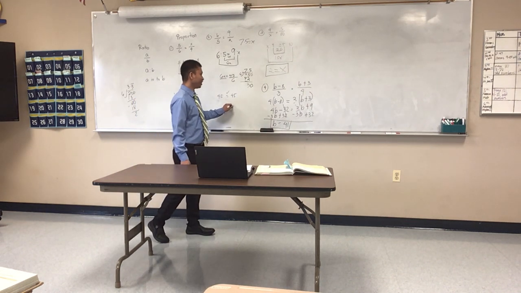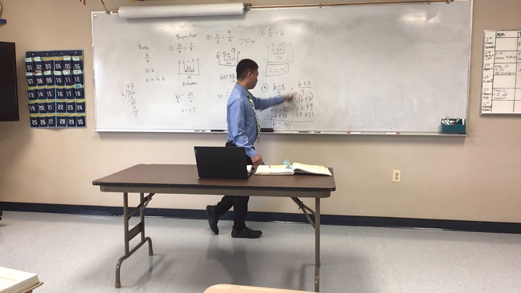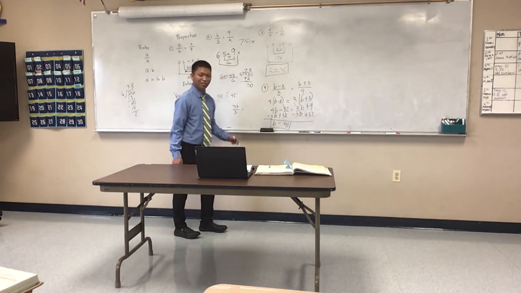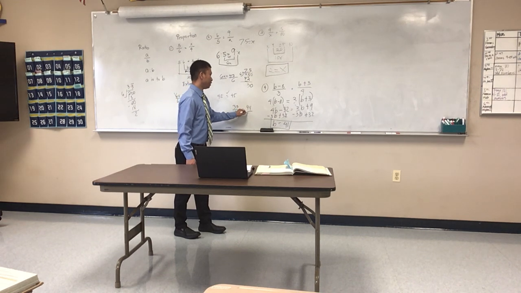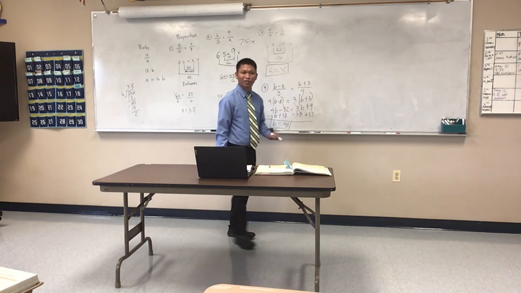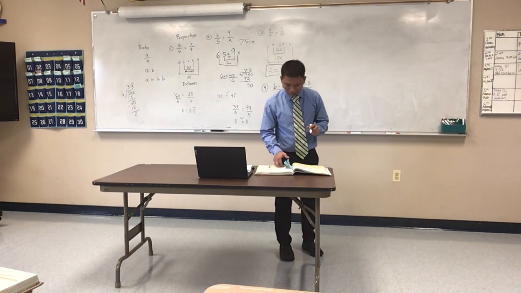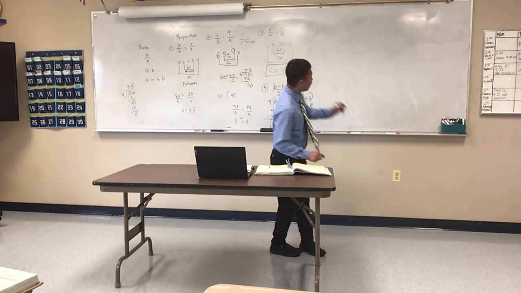33, I'm guessing. 33. Divide by 3. Okay, so we have 41 plus 3, 44. 44 divide by 4, 11. This is 11. Is it equal to 11? Yes. Okay, therefore our answer is correct, because the product of the means is always equal to the product of the extremes.